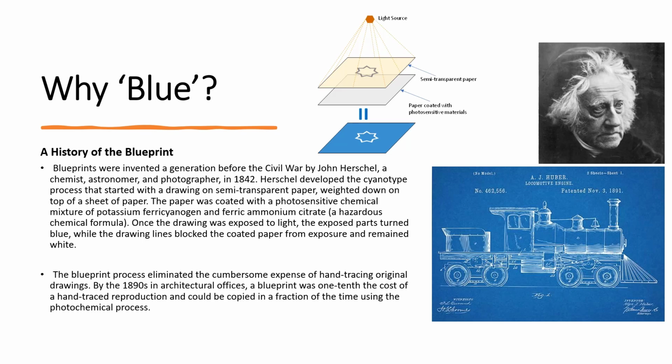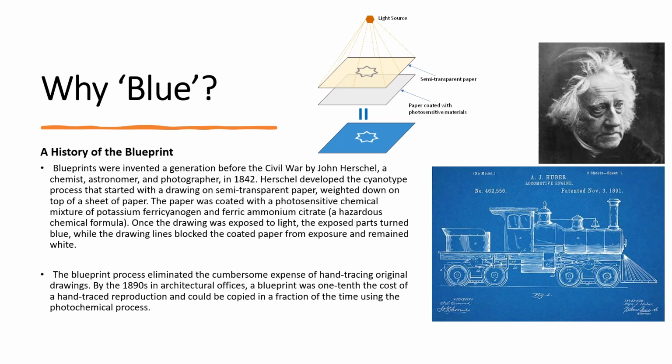Blueprints were invented a generation before the Civil War by John Herschel, a chemist, astronomer, and photographer, in 1842. Herschel developed the cyanotype process that started with a drawing on semi-transparent paper, weighted down on top of a sheet of paper. The paper was coated with a photosensitive chemical mixture of potassium ferrocyanide and ferric ammonium citrate, a hazardous chemical formula. Once the drawing was exposed to light, the exposed parts turned blue, while the drawing lines blocked the coated paper from exposure and remained white.